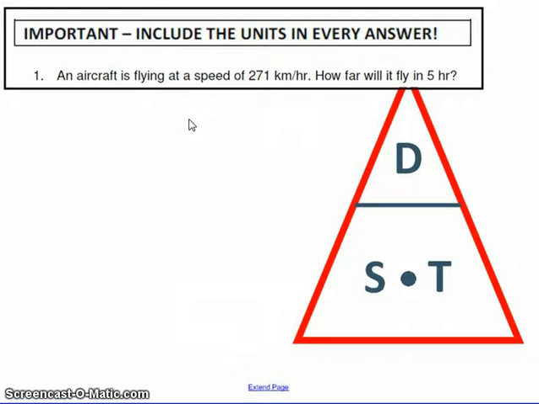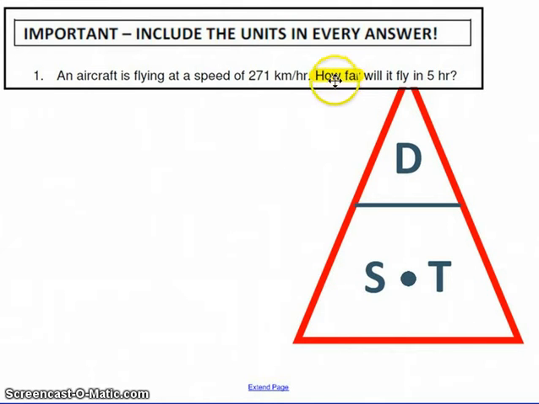We use that kind of knowledge to answer questions like this one, which also was part of the homework assignment. And it spells out here that an aircraft is flying at a speed of 271 kilometers per hour, and how far will it fly in 5 hours? Again, the key point is to make sure you know what you're being asked. How far is a question of distance.